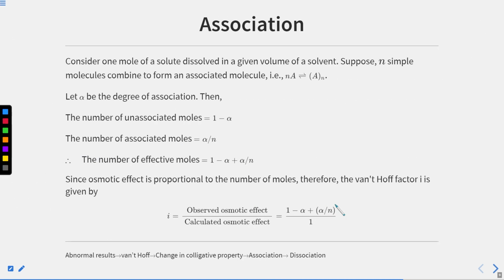Now how do we calculate them? Consider one mole of solute which is dissolved in a volume of solvent. Suppose that n simple molecules combine to form an associated molecule. Meaning we are taking the case of association, where n particles of A combine to give one entity, A_n.